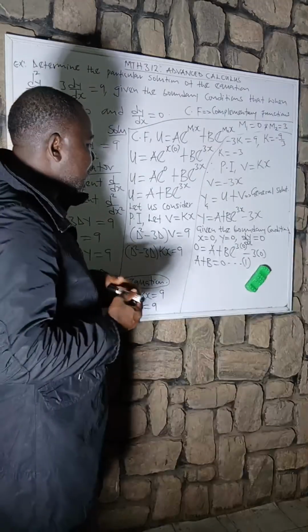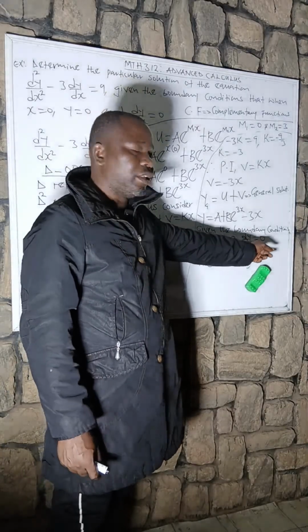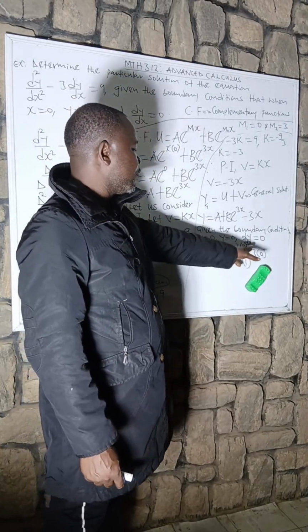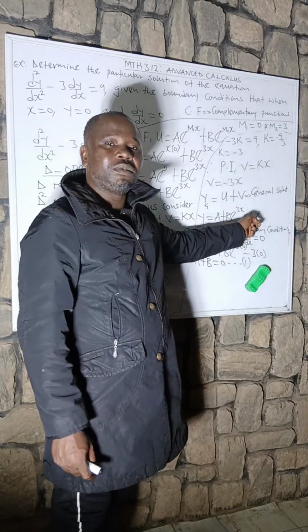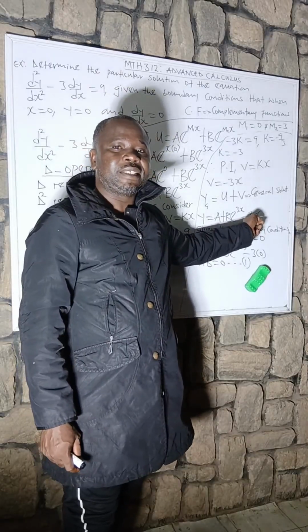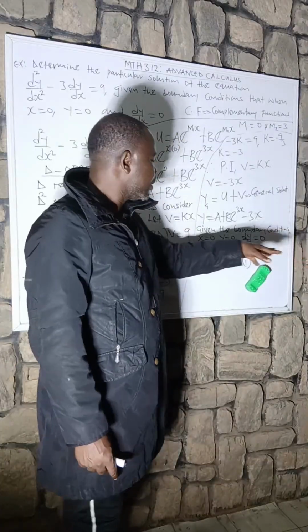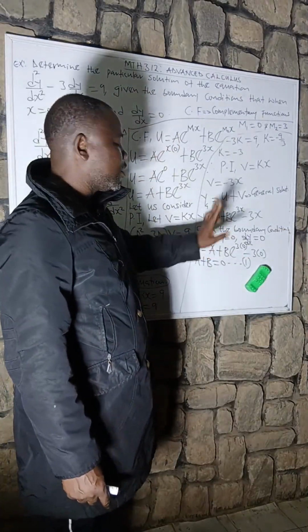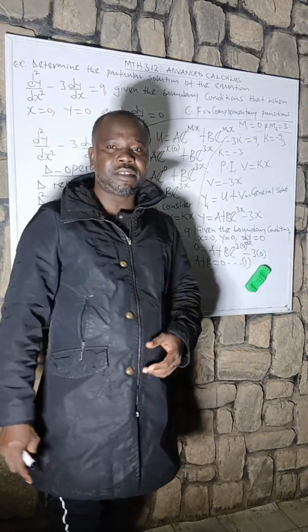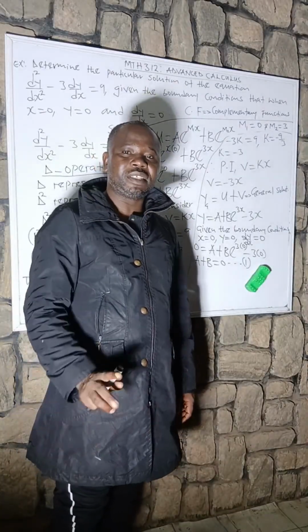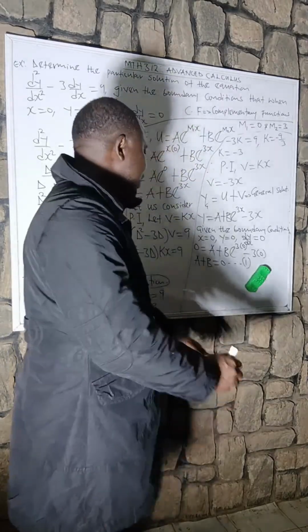Then, at this point, since we have been given dy over dx equals 0, it means from the general solution, we have to differentiate the general solution with respect to x. That is where we can obtain our dy over dx. Then we substitute x equals 0, so that we can obtain our A and B. Is that clear? That is how to find the particular solution.